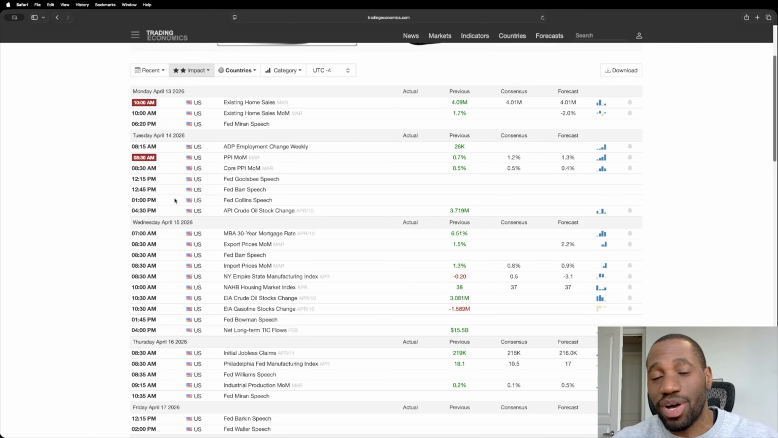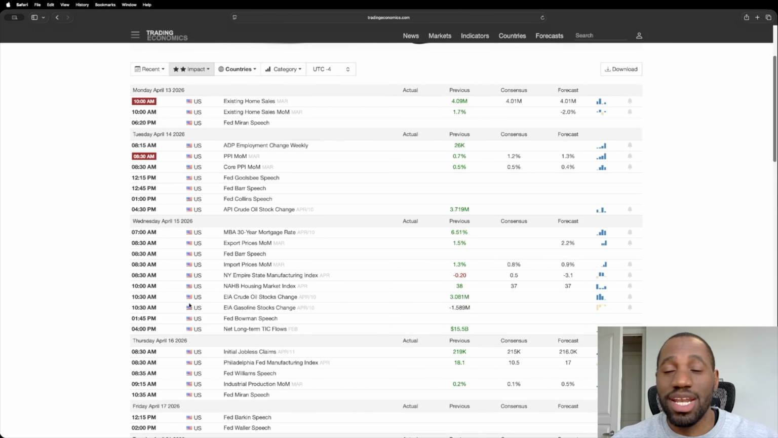So there could be some volatility depending on what they say or what their thoughts are that will move the markets. And then on Wednesday, again, we have Fed Barr that's going to be coming on at 8:30 a.m. EST, so 1 hour before the New York Open. And then we have Bowman that's coming on at 1:45 p.m. And then on Thursday, as usual, we have the initial jobless claims that comes out inside of the pre-market. That could bring in some volatility as well if we have any big surprises.